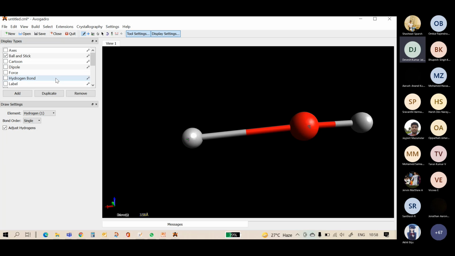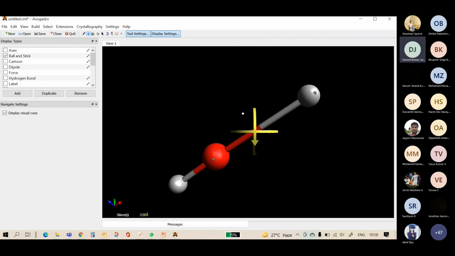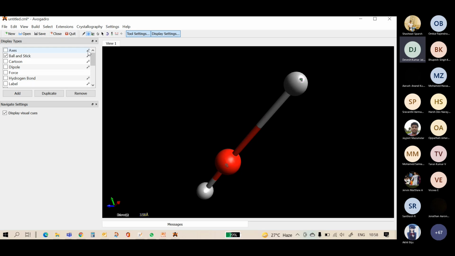I'm doing all this to see. Yes, see, it's linear. You know that the water molecule is not linear. So let's see what energy optimization does. I click on this UFF method. I'm going to start.